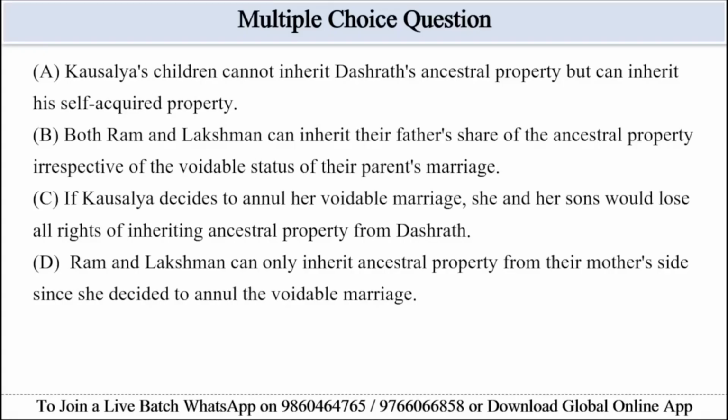This matches the ruling. In case of option C, if Kausalya decides to annul her voidable marriage, she and her son would lose all rights of inheriting ancestral property from Dasharath. So this one is incorrect. Annulment of voidable marriage doesn't affect children's inheritance right. Option D, Ram and Lakshman can only inherit ancestral property from their mother's side since she decided to annul the voidable marriage. So this one is wrong. Inheritance is through father's ancestral property as well. Hence, only option B will be the correct answer in this case.